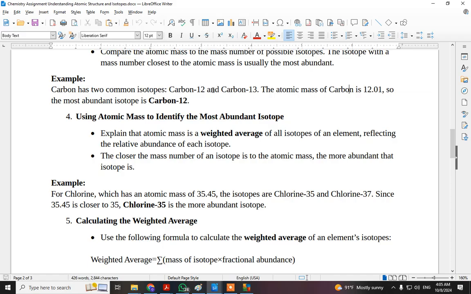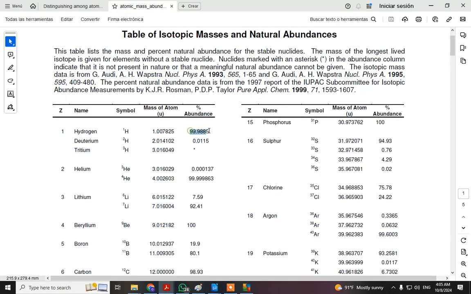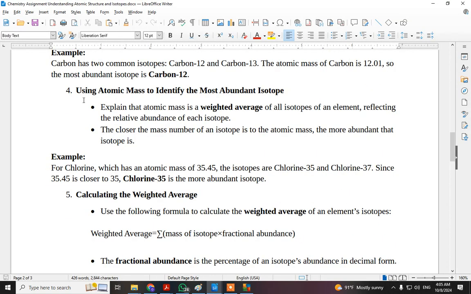But you don't need to be assuming all that much right now, because you have the little table in here, and you can check the percentages of each one of the isotopes. Right.